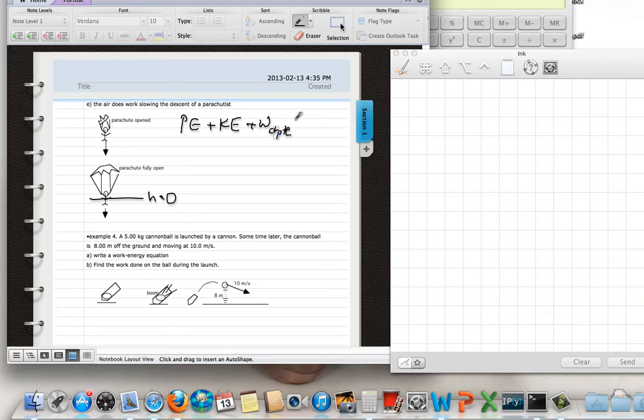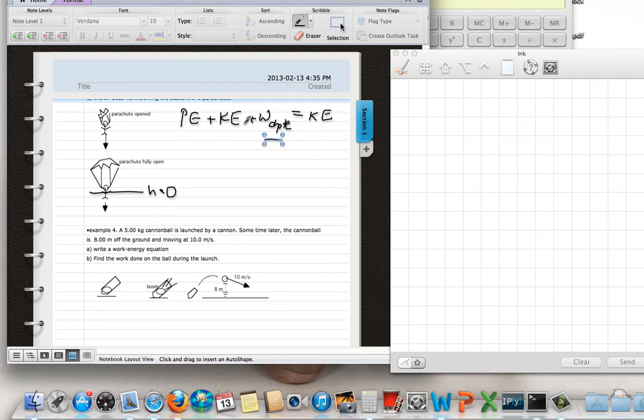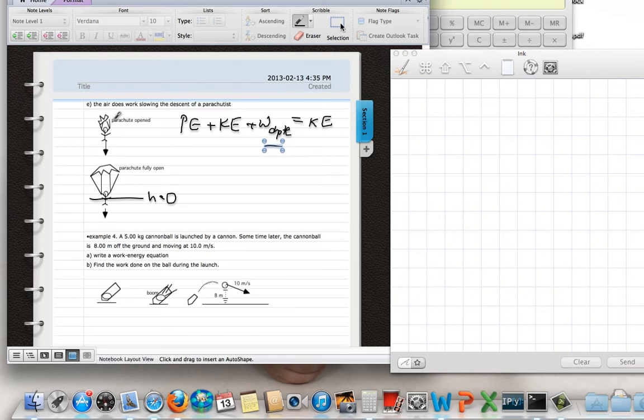And at the end, well, they're still moving. They've got some kinetic energy. But relative to our choice of h equals 0, they do not have any potential energy. Now, clearly, the mechanical energy of the system at the end is less because they're moving relatively slowly. That means that, again, this work done by the parachute, just like the friction work we considered earlier, is negative, representing a loss of mechanical energy for the system. So, writing work energy equations just involves looking at the picture and saying, all right, does it have height, does it have speed at the beginning and at the end?